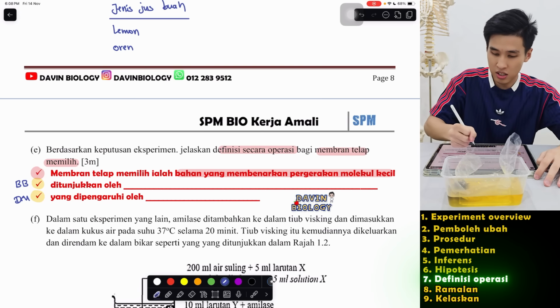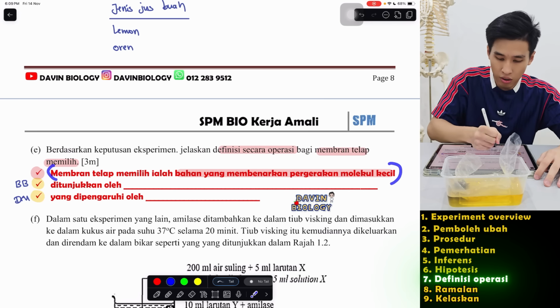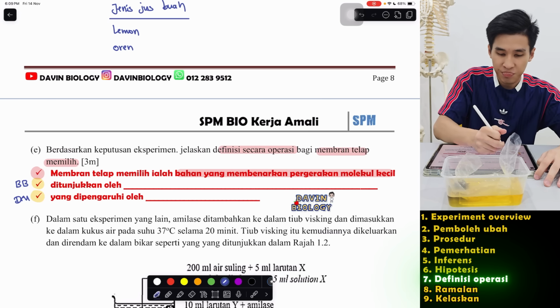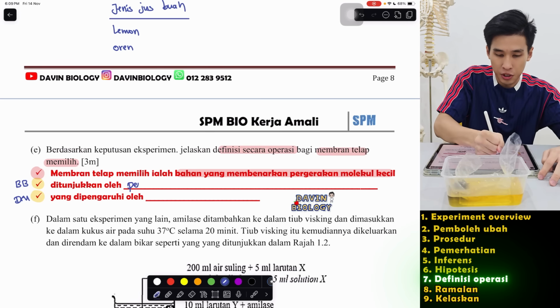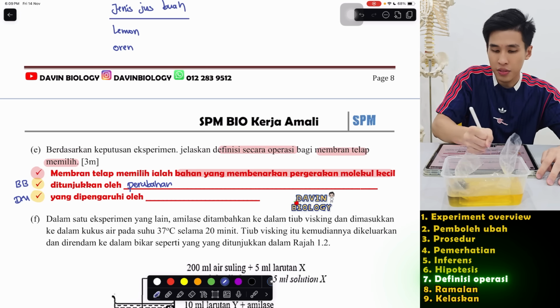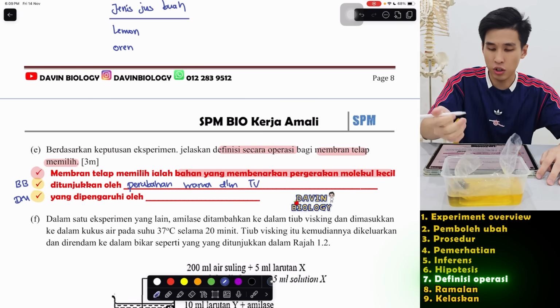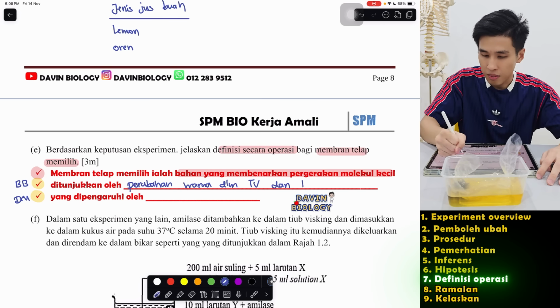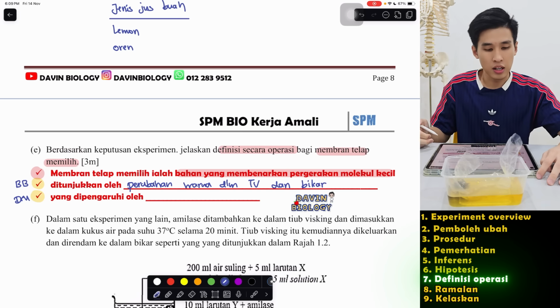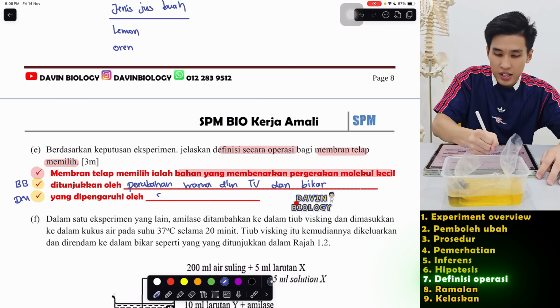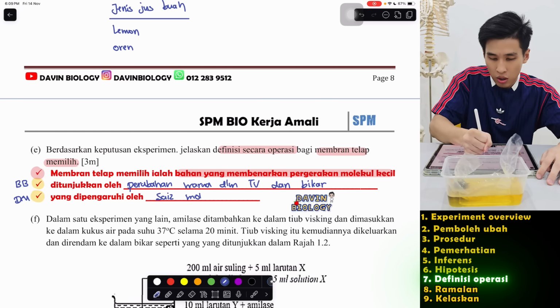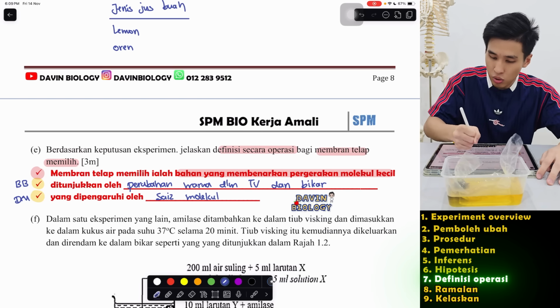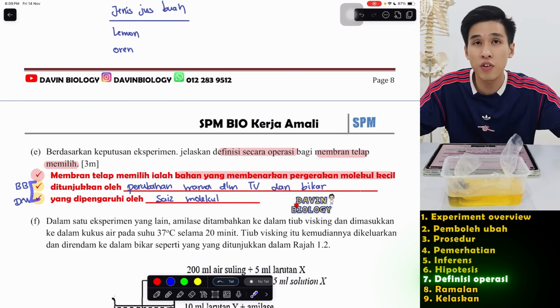So this thing ditunjukkan oleh bergerak balas is perubahan warna dalam Tiub Visking. I just read short form Tiub Visking dan bika. So this is dipengaruhi oleh size molecule. So no matter what experiment, it's the same. So the second mark very easy one, just copy back in front only.